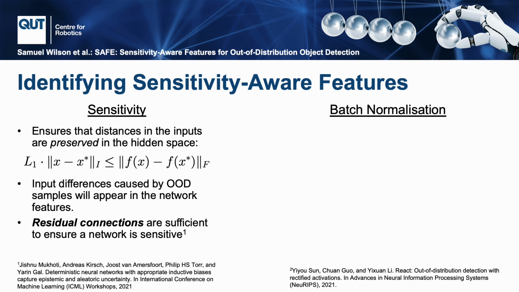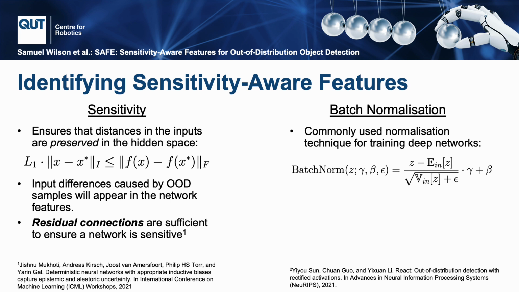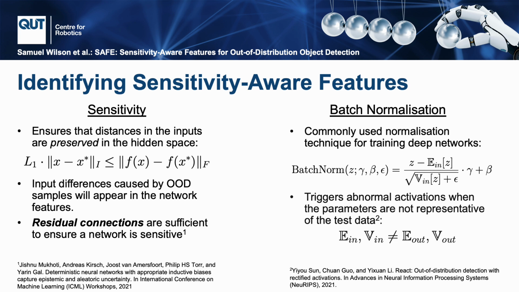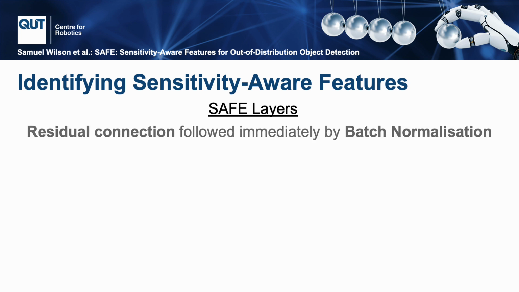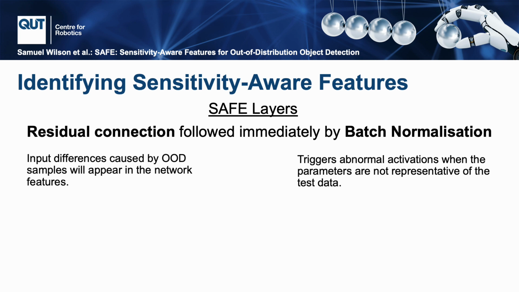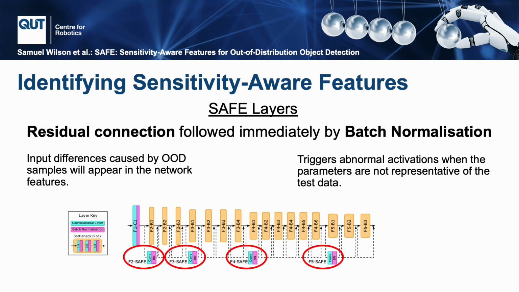Secondly, batch normalization layers, a common normalization technique used in deep networks, have recently been shown empirically to trigger abnormal activations when the parameters of the batch normalization do not match the test data, as is the case in out-of-distribution data. From this, we define SAFE layers as residual connections that are followed immediately by a batch normalization layer. As a result, these SAFE layers will exhibit the characteristics of both residual connections and batch normalization layers, making them sensitive to out-of-distribution data. These layers are not actually that uncommon, as 4 of them exist within a single ResNet network.